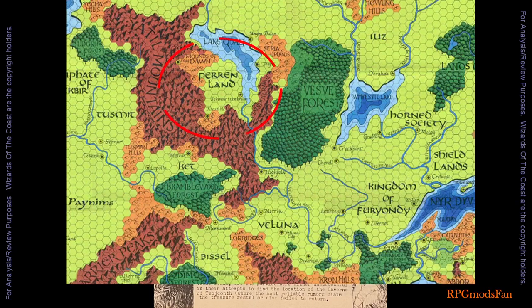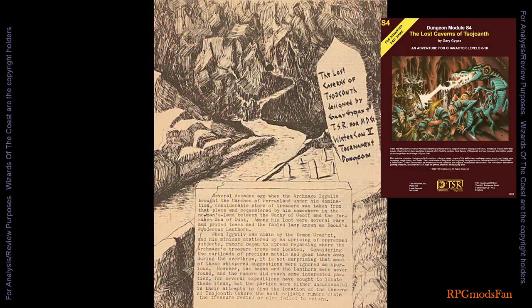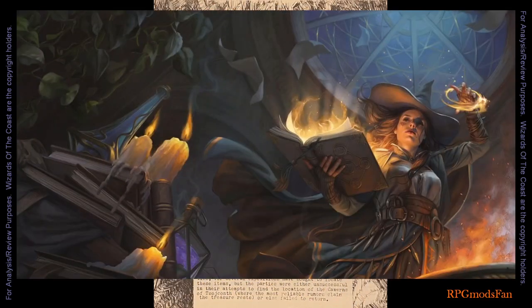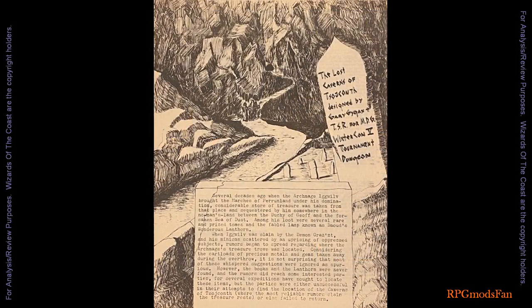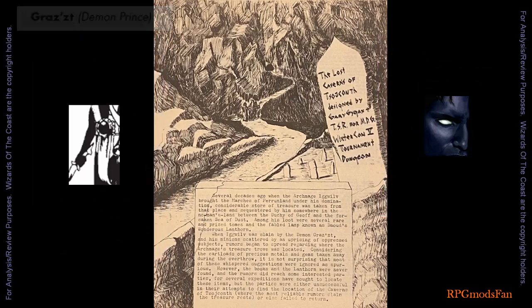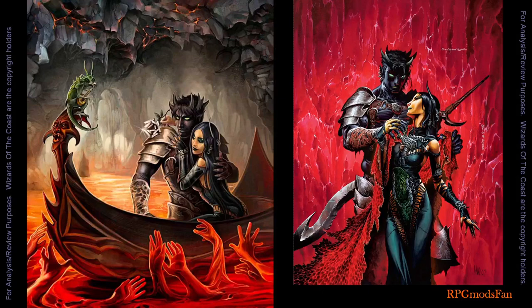The Archmage Iggwilv, who conquered and once ruled Perrinland, was originally a male human. In the S4 module, Iggwilv became a she. She then became an iconic D&D villain who has appeared in every edition of D&D, and is known by many aliases, including being known as the Archmage Tasha. In the original version of the module, the male Iggwilv was rumored to have been slain by the demon prince Graz'zt. This event has been retconned, and instead, Iggwilv and Graz'zt became lovers.